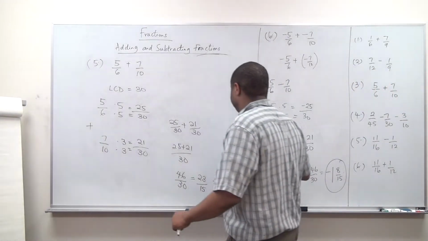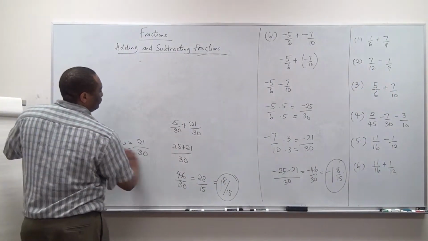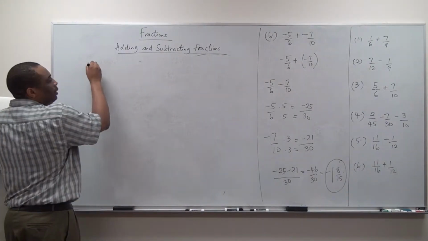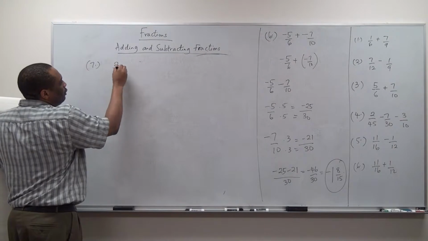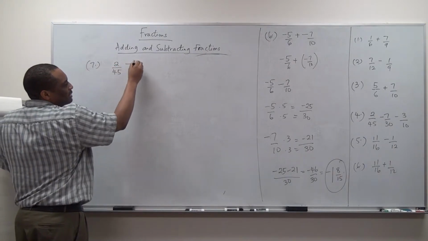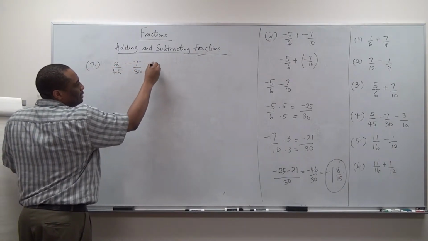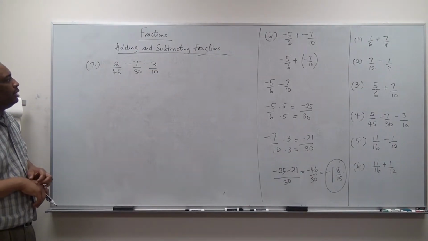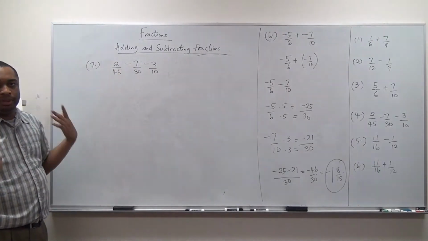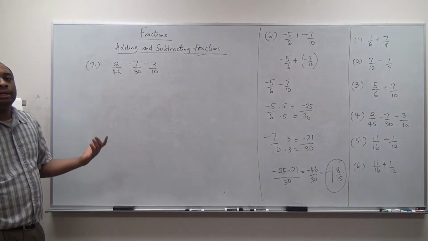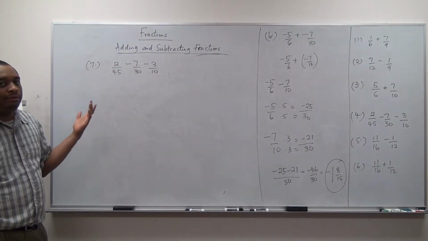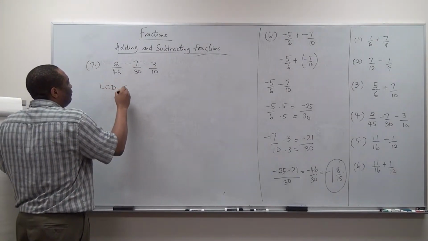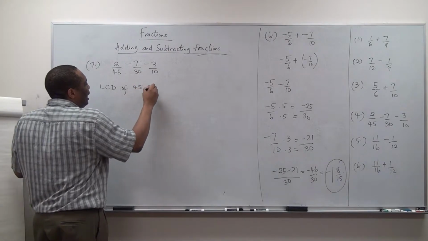Question 7. 2 over 45 minus 7 over 30 minus 3 over 10. Here we have three fractions. So what we have to do is the same thing we do for two fractions. That is the same way we have to do for three fractions. So what is the LCD of 45, 30, and 10?